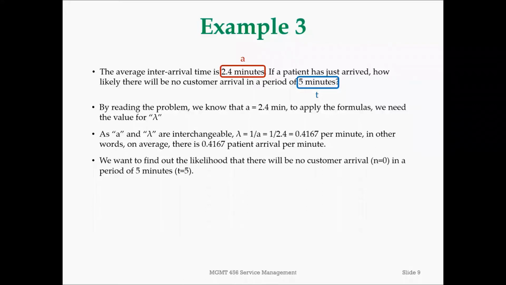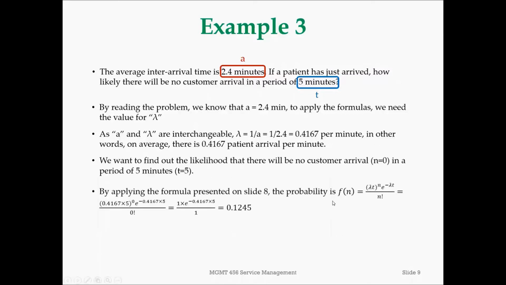We want to find out the likelihood that there will be no customer arrival in a period of 5 minutes. In other words, how likely you will see 0 customers in 5 minutes. So the number of customers is 0 in a period of time of 5 minutes. It looks like this is the time to apply Poisson distribution. So we can use the formula to calculate the probability. Here, n, the number of customers, is equal to 0. We also know the value for lambda. We also know the value for t. T is 5 minutes. So we plug in all these values and we can do the calculation.